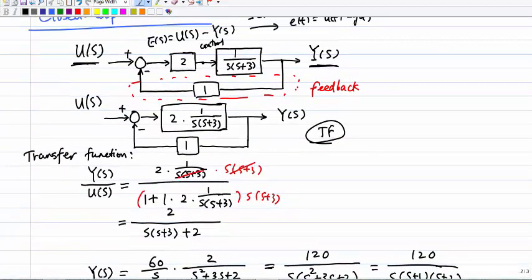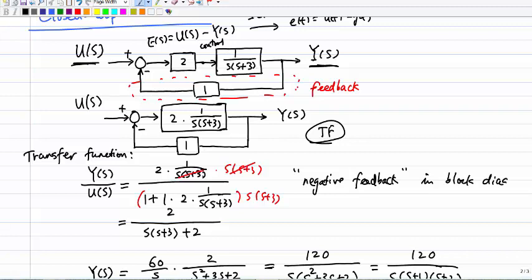Let's compute the transfer function. The transfer function is Y(s) over U(s), which is this part divided by 1 plus the whole loop product, 1 times 2 divided by s times (s plus 3). This is a negative feedback. You can check my video and previous video if you have questions about why that's my transfer function. By simplifying a little, when you multiply both the numerator and denominator by s times (s plus 3), I can simplify the whole thing as 2 divided by s times (s plus 3) plus 2. So that's my transfer function.